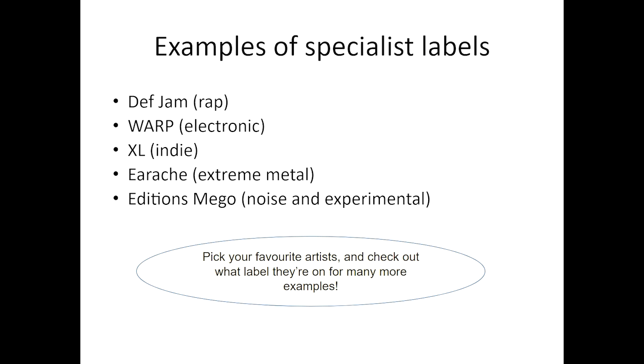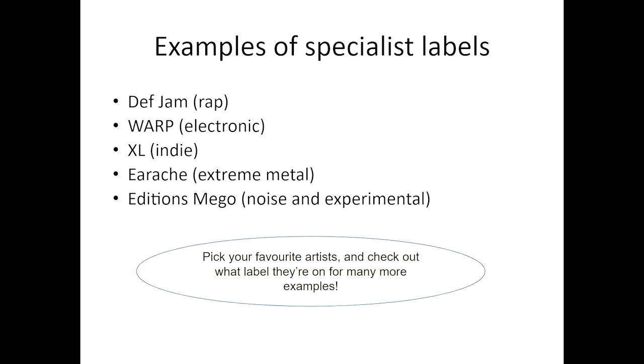Other music labels include Warp. Now Warp, based in Sheffield, mainly release electronic music, so weird and wonderful stuff, with artists like Squarepusher and Aphex Twin and Autechre, and cool stuff like that.